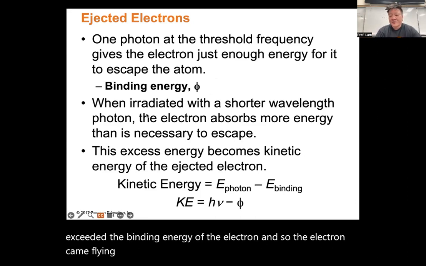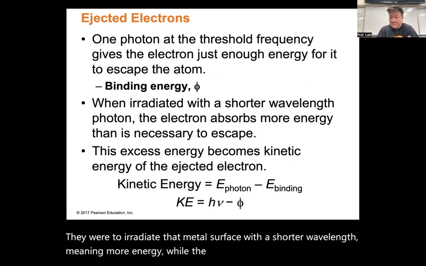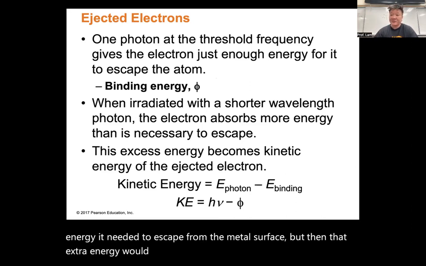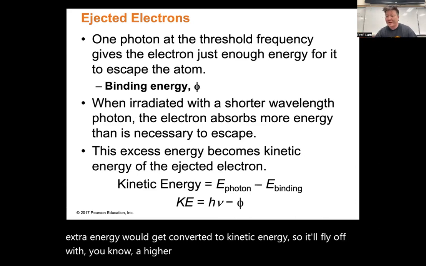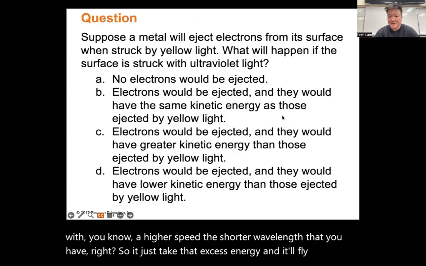Now, if they were to irradiate that metal surface with a shorter wavelength, meaning more energy, the electron will absorb the amount of energy it needed to escape from the metal surface, but then that extra energy would get converted to kinetic energy. So it'll fly off with a higher speed, the shorter the wavelength that you have. It'll just take that excess energy and fly off with faster speed.